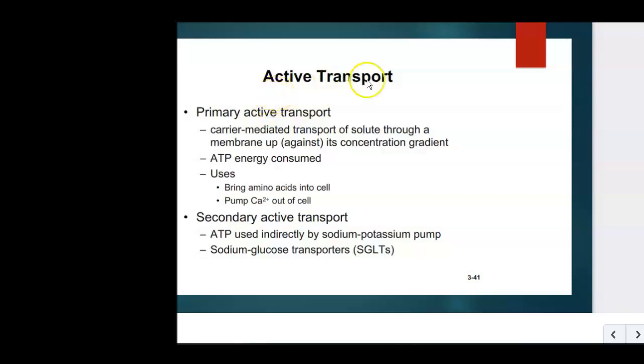Now we have active transport. And we have that this one goes against its concentration gradient. In other words, from low to high. Right? Because usually it's from high to low. Right? That's in favor of the concentration gradient. But if we go from low to high, that's going to be against its concentration gradient. Therefore, active transportation is going to be against or from low to high.